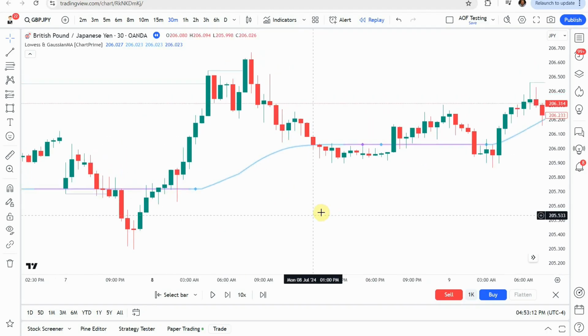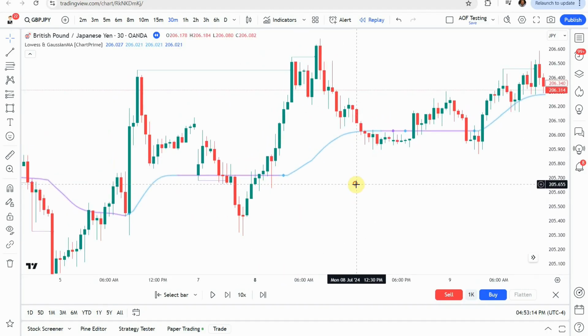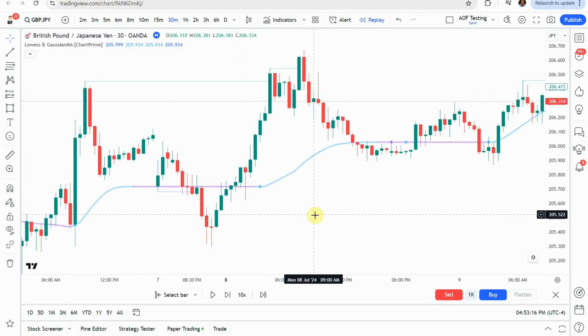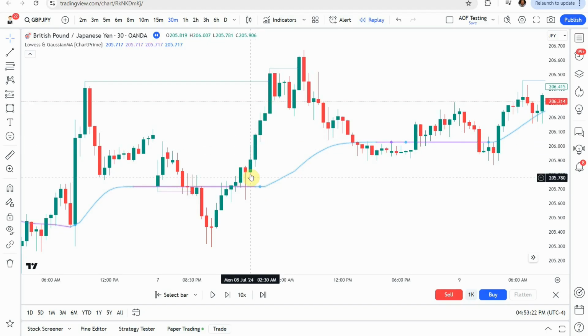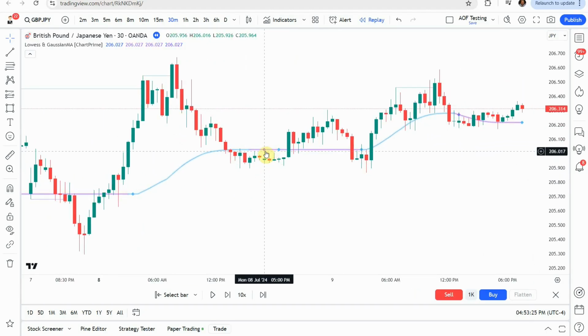And so to add to that, the way I tested it was I would only take a long signal from the blue diamond if price was above the moving average, and I would only take the sell if price was below the moving average when a purple diamond appeared.